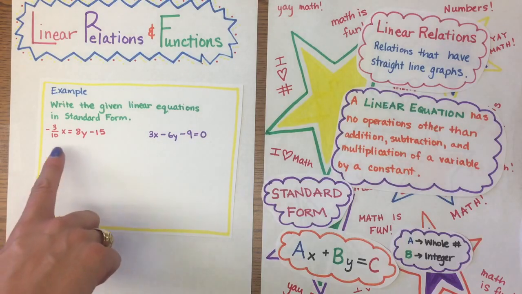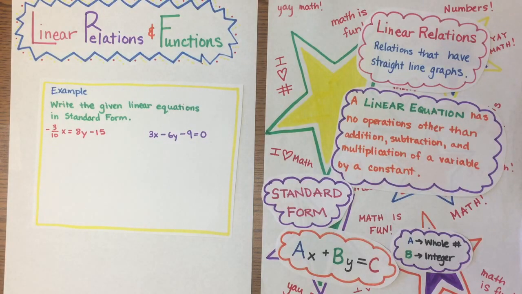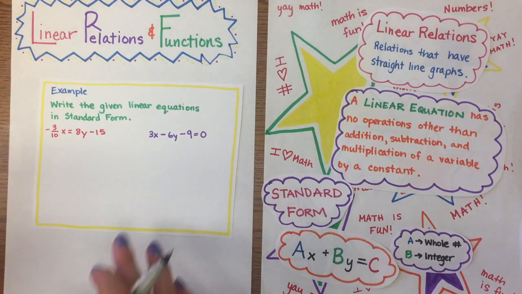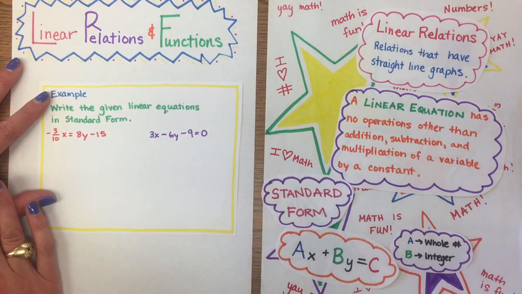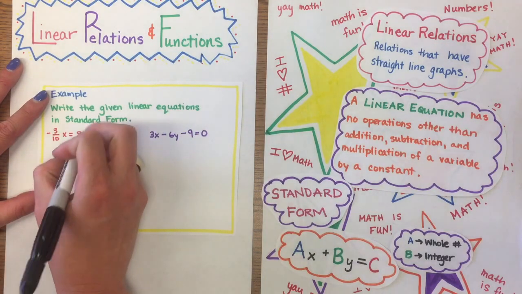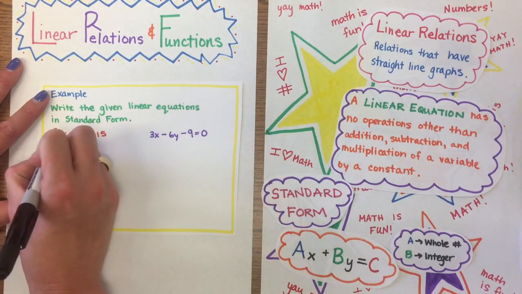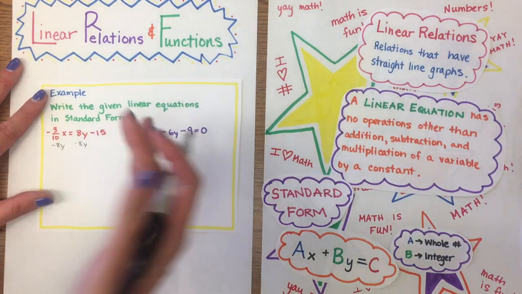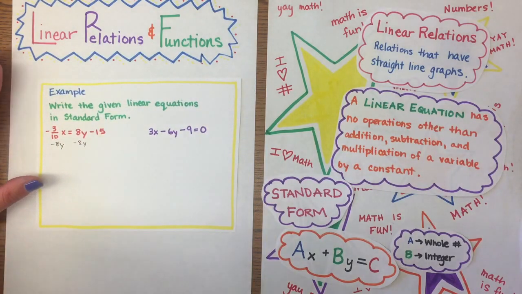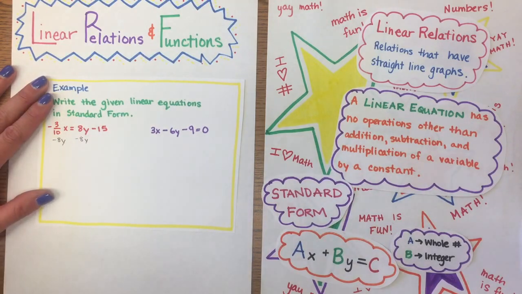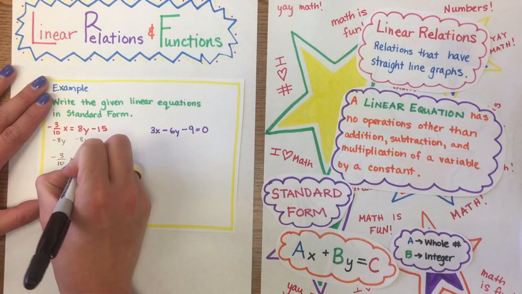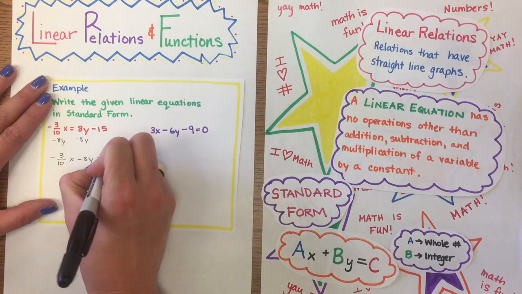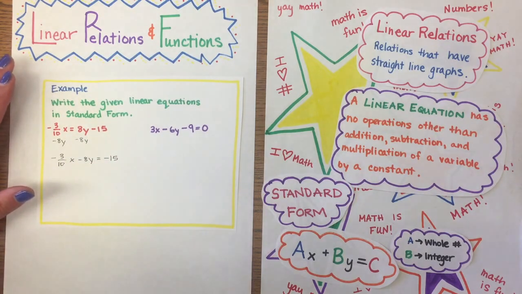So if I start with this equation, negative 3/10 x equals 8y minus 15. My first step when rewriting in standard form is to collect x's and y's on one side. So I'm going to subtract 8y from each side to get my x's and y's onto the left and my constants onto the right. So this becomes negative 3/10 x minus 8y is equal to negative 15.